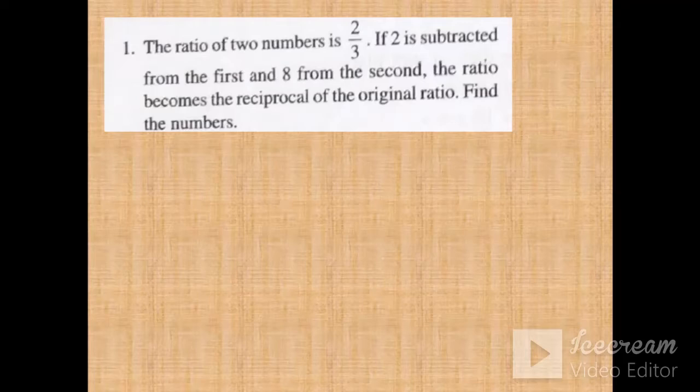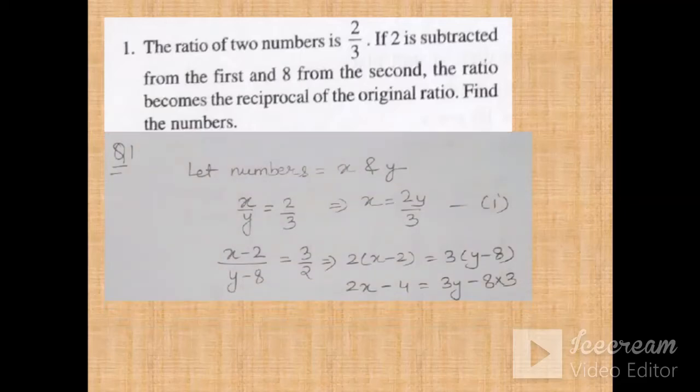The problem says the ratio of two numbers is 2/3. If 2 is subtracted from the first and 8 from the second, the ratio becomes the reciprocal of the original ratio. So here we have assumed the numbers to be x and y. Now according to the first condition, the ratio of the two numbers is 2/3, that is x upon y is 2/3. So from here we get x equal to 2y/3. Let this be our first equation.